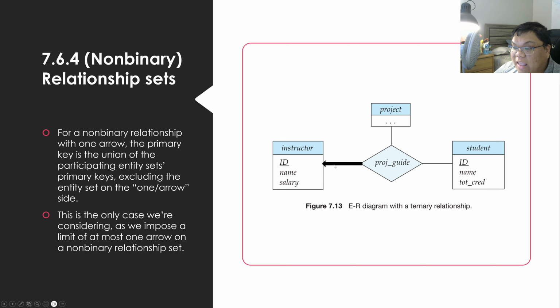If we add an arrow like this, then the primary key is the union of the participating entity sets' primary keys, except for the one on the arrow side. And this is the only case that we consider because we impose a limit of only one arrow maximum for a non-binary relationship set.